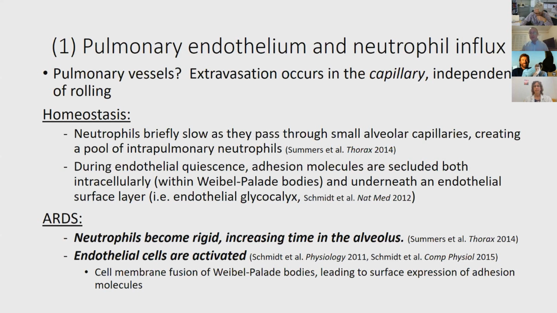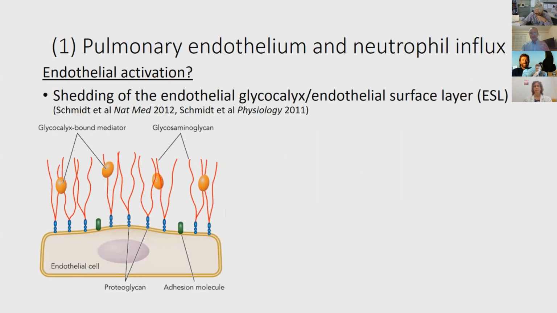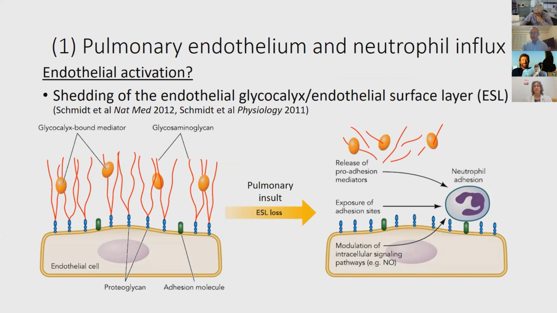They start to express these adhesion molecules, and this glycocalyx, this protective endothelial surface layer, which obscures these adhesion molecules, is degraded, leading to a showering of pro-inflammatory fragments, exposure of adhesion molecules, and actually a change in the endothelial phenotype, so it becomes more pro-adhesive. This leads to neutrophils sticking and damaging the alveolar capillaries, and leading to an alveolar inflammation, a neutrophilic alveolitis.